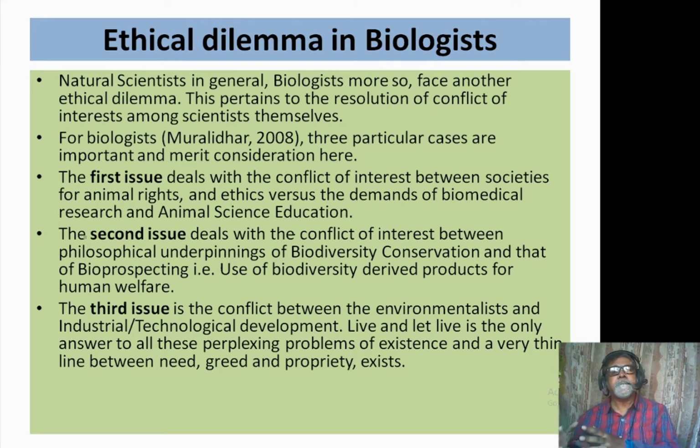So there are societies which are there to protect animal rights. And therefore there is again a clash: how can you conduct biomedical research? So there must be certain compromises between these two extremes. So the first issue is the conflict of interest between societies for animal rights and ethics versus the demands of biomedical research and animal science education. For example, in zoology classes, you have to dissect. So when you are taking live samples, you are actually depleting biological samples from nature. So there could be a conflict here. So this is the first dilemma, or the first issue.